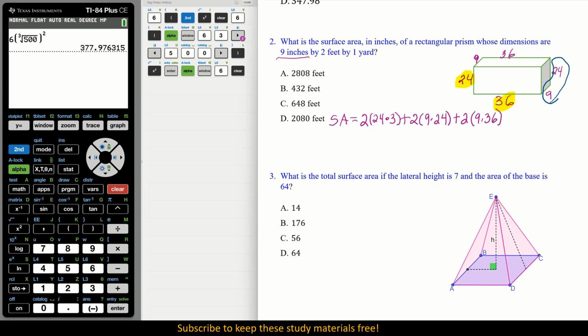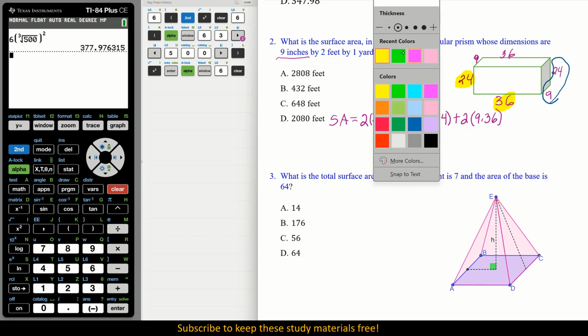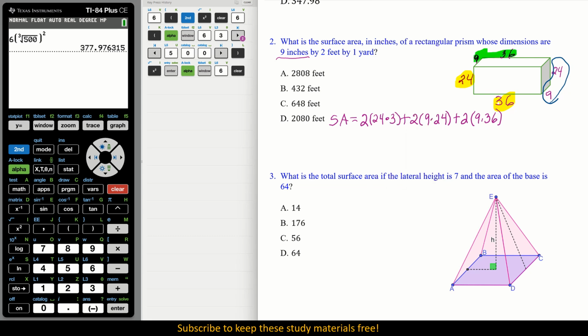Let's double check that. Okay, so I'm going to color code it, and we circled. Now that lets us see what we need. 9 and 36, 9 and 24. Uh-oh, yeah, I knew I did something incorrectly. I just knew it. 36, and we add that.